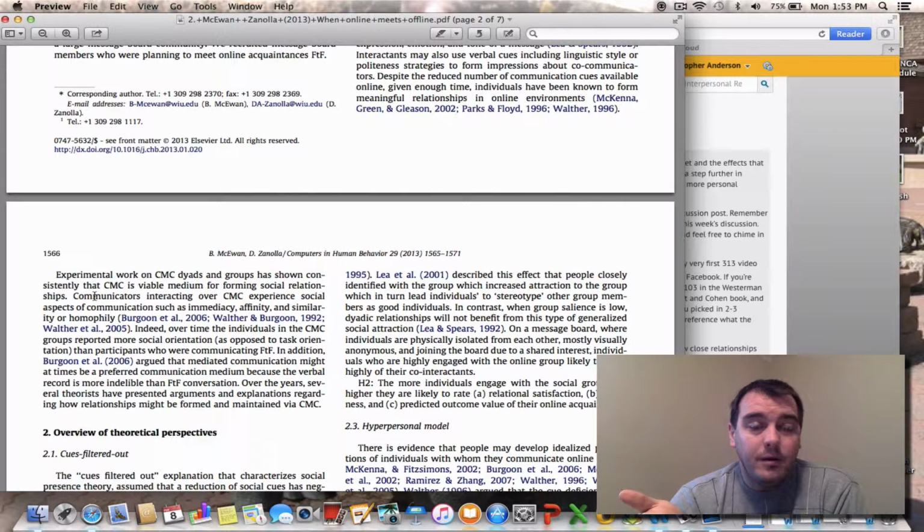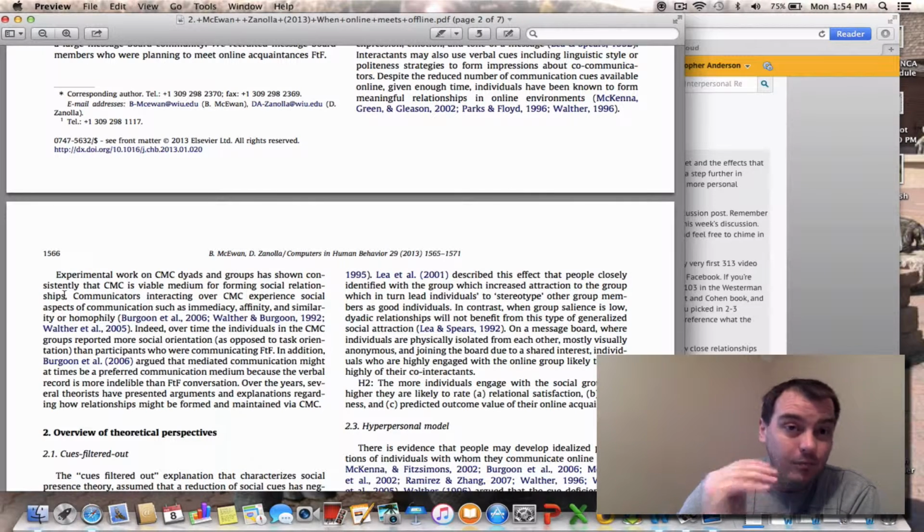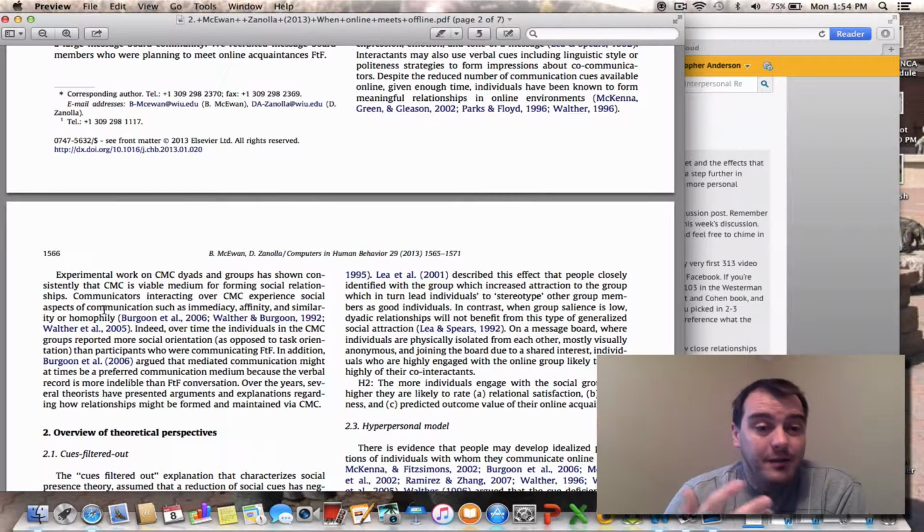So, experimental work on computer-mediated communication dyads and groups has shown consistently that CMC is a viable medium for forming social relationships. That sounds very thesis-y to me, right? At least they're making a point and leading into it. So experimental work on CMCs has shown that it's a viable medium, a good thing for forming social relationships. And that's good, right? Because we're looking at moving more and more things online, like we're doing right now in our class.